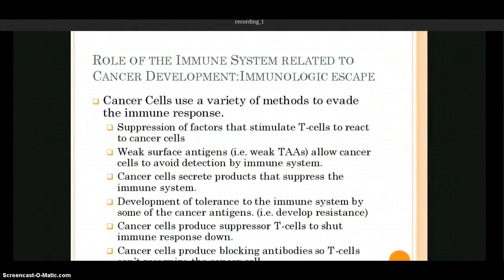On the surface, the TAAs of the cancer, over time, can kind of weaken so that the cancer cells are less visible, so to speak, to the T cells. They can also develop a tolerance to the immune system, to some of the cancer antigens. They can produce suppressor T cells to actually shut the immune response off. And they can produce antibodies that specifically block so that the T cells can't recognize the cancer cells.